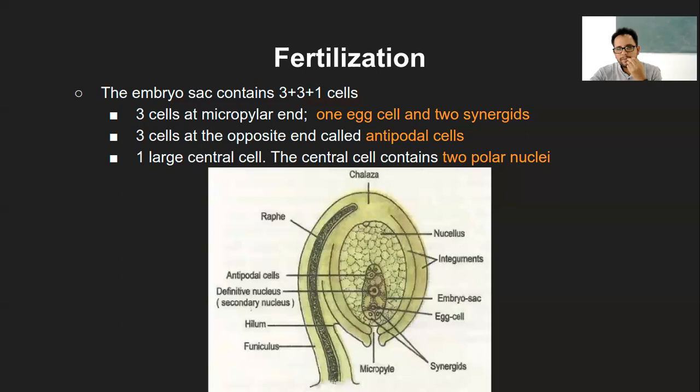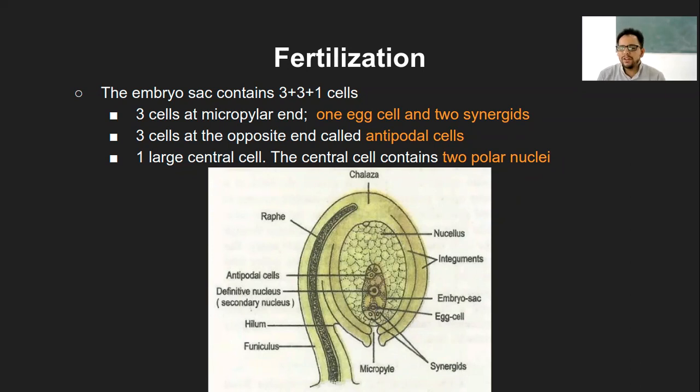Again, any question here? I did not mention the function of the antipodal cell. The function of the antipodal cell is to fetch the nutrition from the nucellus whenever the embryo sac is in need of nutrition. The antipodal cells will take out the nutrition from the nucellus, and they will pass it on to either the central cell or the egg cell or the zygote, depending on whether the fusion has happened or not. So that is the function of the antipodal cell.